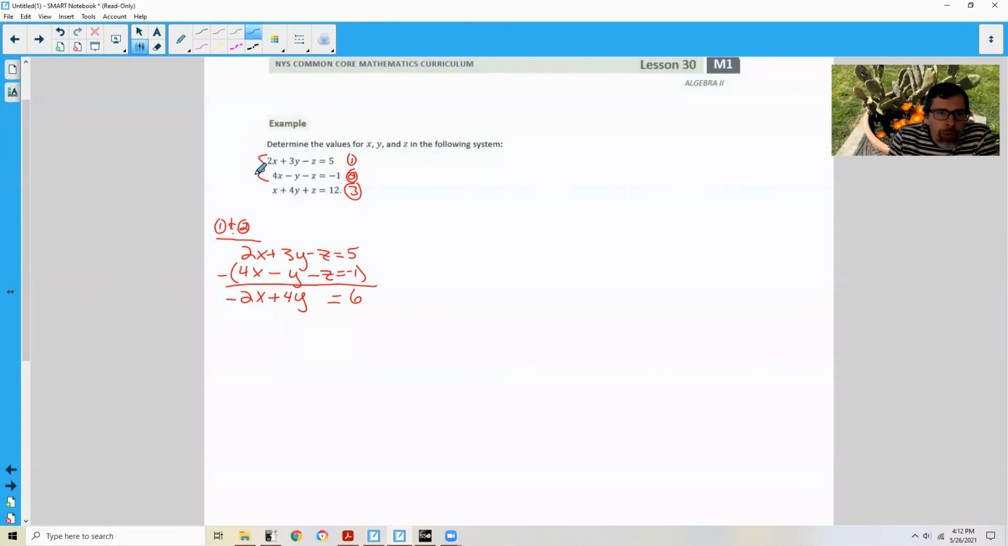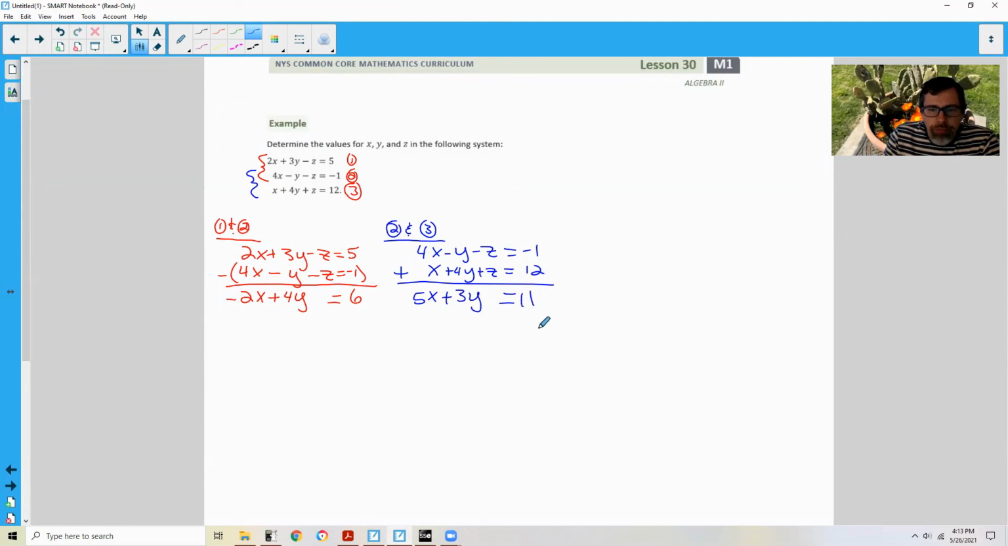So now I'm going to take equation 2 and equation 3, okay? So those 2 are going to be 4x minus y minus z equals negative 1, just like it did here. And then I look at these, and these are opposites. So I'm going to just simply add these 2, and I'm going to add x plus 4y plus z equals 12. So when I add those, I get 4x plus x is 5x. Negative y plus 4y equals 3y. Negative z plus a positive z is 0, and they equal negative 1 plus 12, or 11.